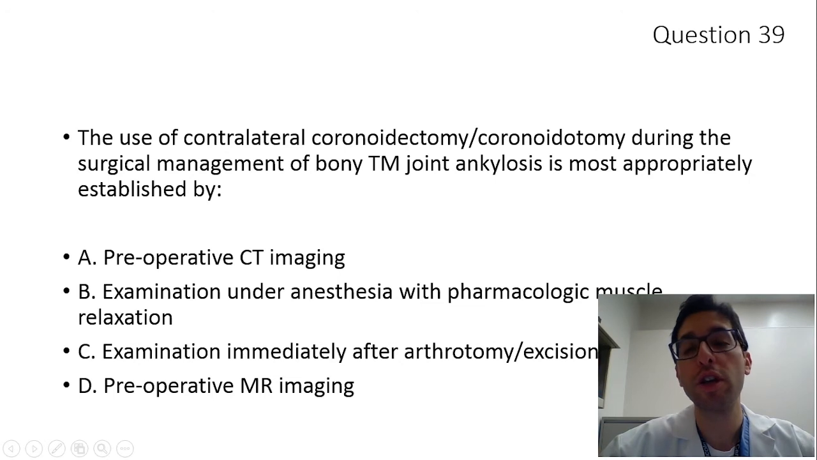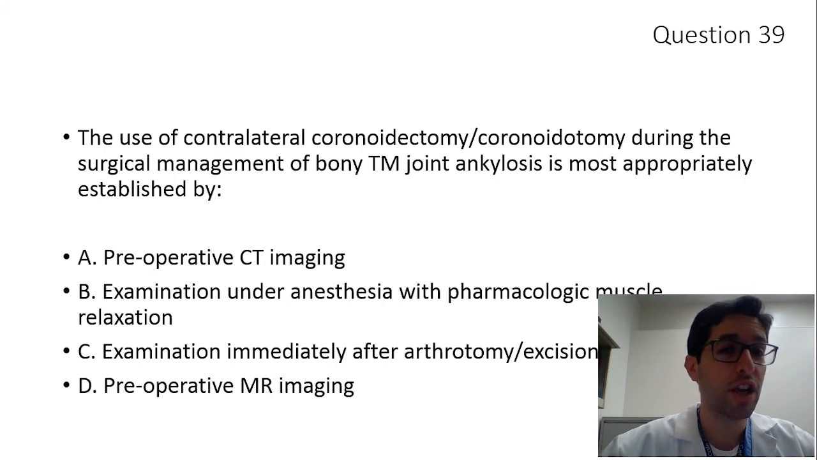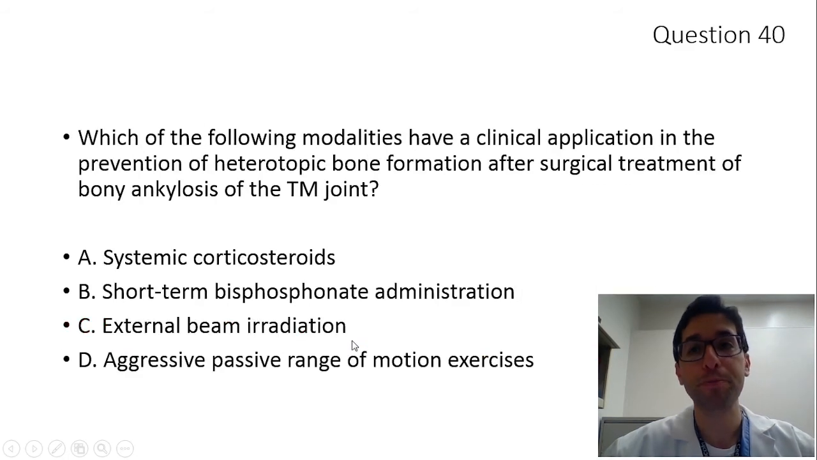So remember his protocol: you first release the ankylotic mass, then you do a coronoidectomy ipsilaterally, and then you check the MIO. If the MIO is 35 or more, you stop. If the MIO is 35 or less, you do the contralateral coronoidectomy. So that is the algorithm and that is the sequence. So the answer would be choice C.